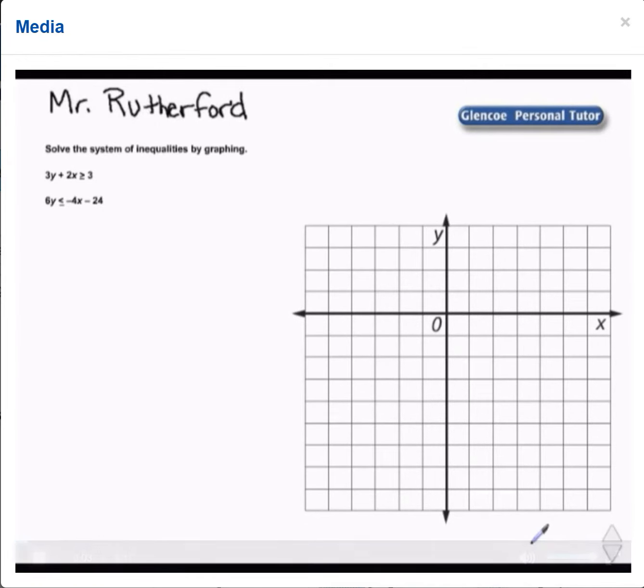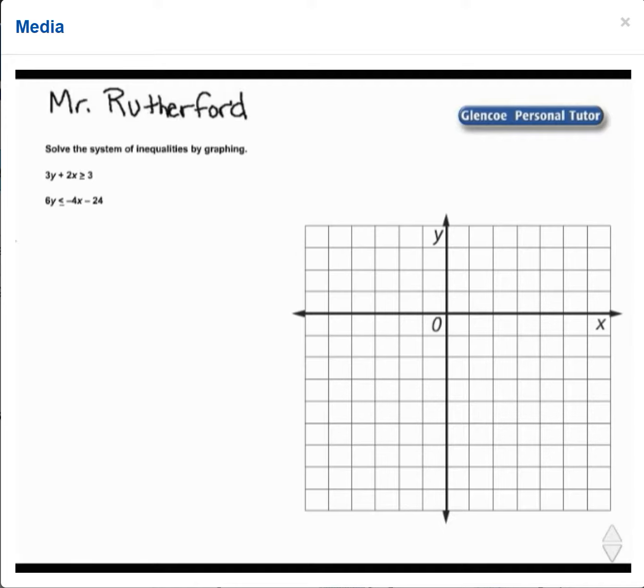In this problem, we will learn to solve a system of inequalities by graphing. Solve the system of inequalities by graphing. 3y plus 2x is greater than or equal to 3. 6y is less than or equal to negative 4x minus 24.